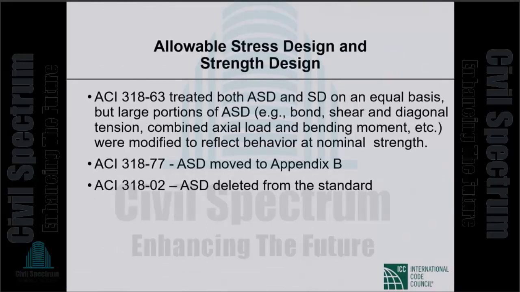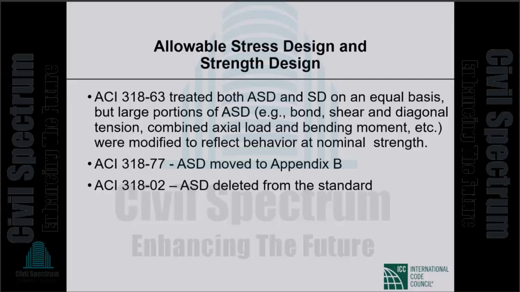1863 treated both ASD and strength design on an equal basis. In '56, strength design was introduced in an appendix. In '63, both ASD and strength design were in the main body of the code. Large portions of ASD dealing with bond, shear, diagonal tension, combined axial load, and bending were modified to reflect behavior at nominal strength.